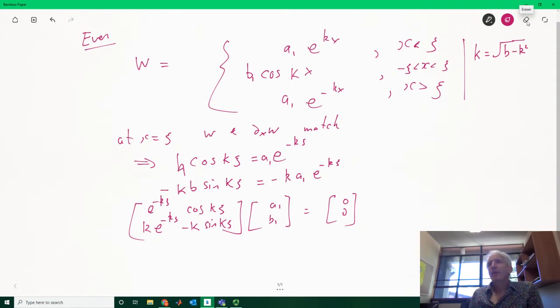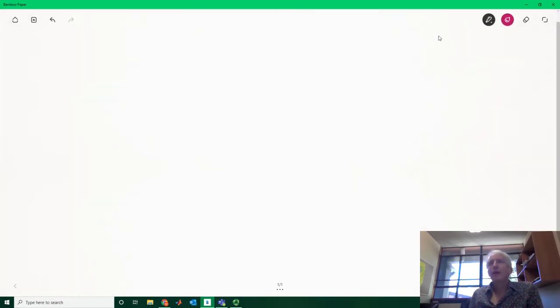So let me clear that and write that condition down. Okay, so from matching, we get this matrix condition. We've obviously got the solution A1 equals B1 equals 0. If this matrix is invertible, that is the only solution. So we're looking for whether the determinant of that is 0. Not totally trivial to solve that, but we've got the determinant of this matrix: e to the minus kappa zeta, minus cos kappa zeta.